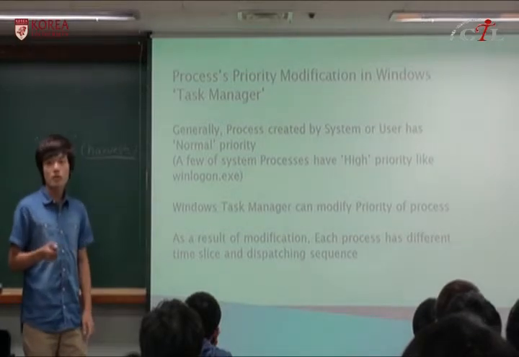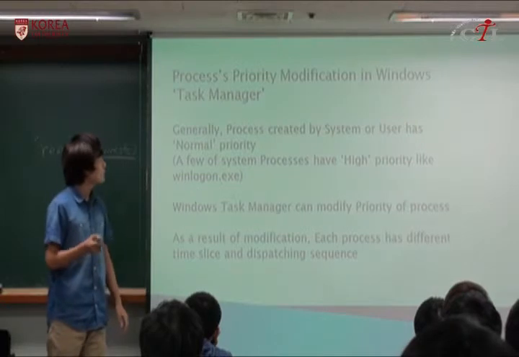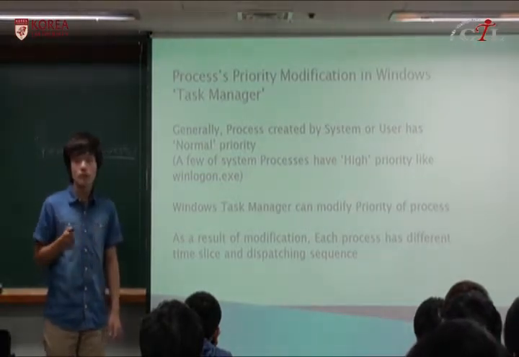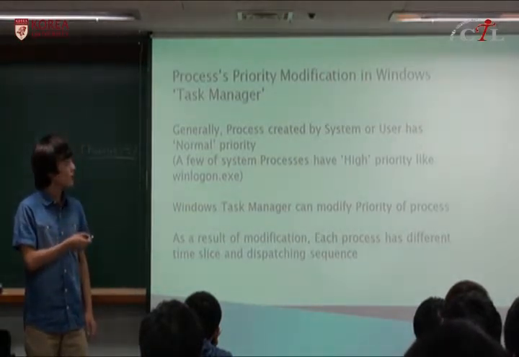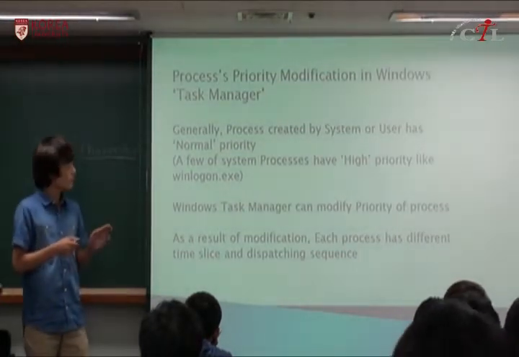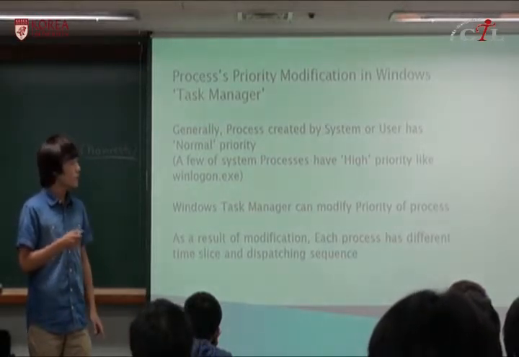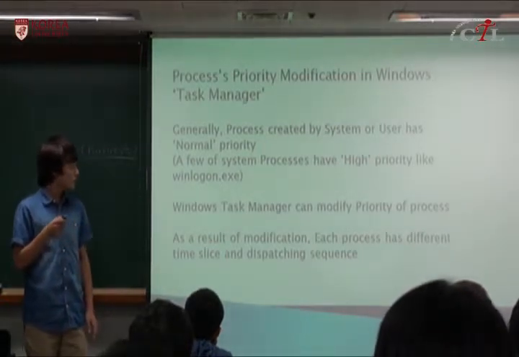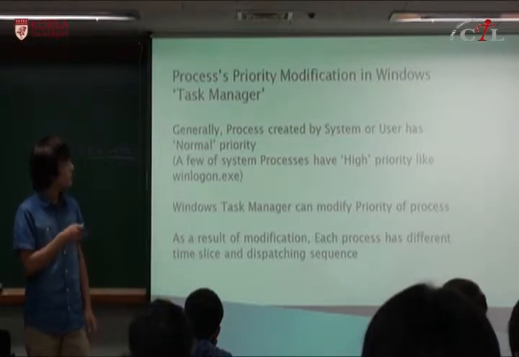You can see the task manager when you press the Ctrl-Alt-Delete key in your Windows PC. Generally, a process created by the system or user has normal priority. A few system processes have a high priority, like winlogon.exe. That process controls the Windows login and logout. That is a very important process, so it has a high priority. But you can change the priority of a process in task manager.